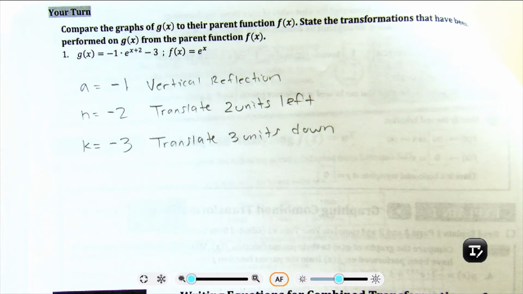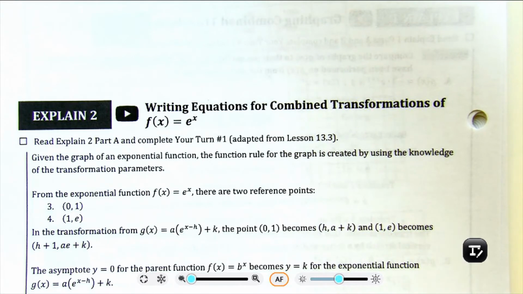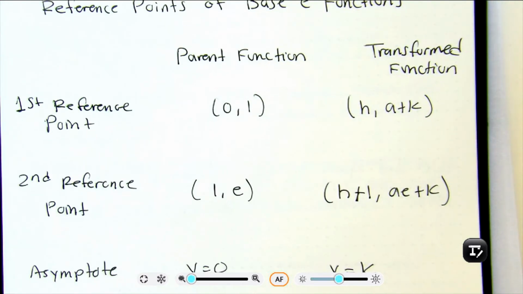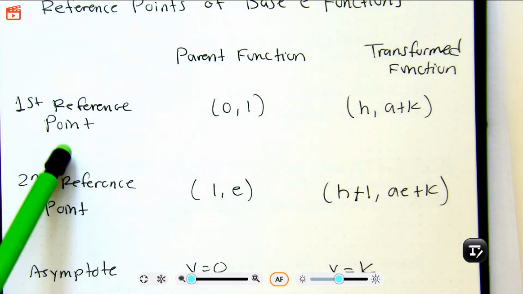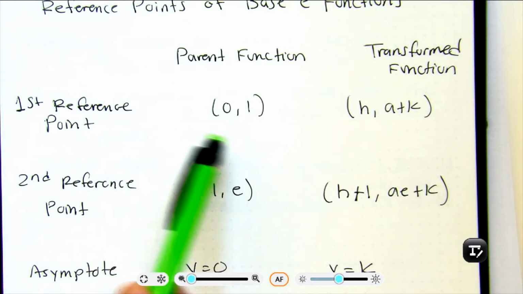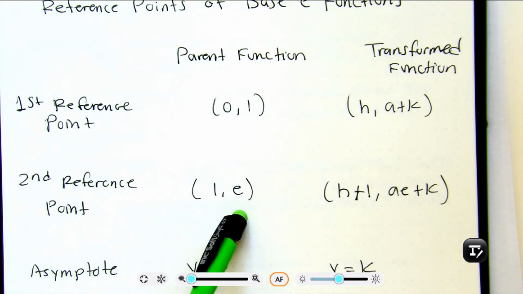Okay, next we're going to be looking at reference points of the base e functions. Similar to the last lessons, I wrote them down here as well. So let's look at our parent function reference points. The first reference point is (0, 1), and this is also the y-intercept. The second reference point is (1, e). And then the asymptote is y equals 0.